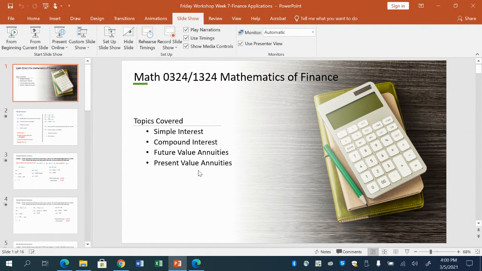So you can use math for your finances, guys. It's all about math. And a good example is when you buy a house.